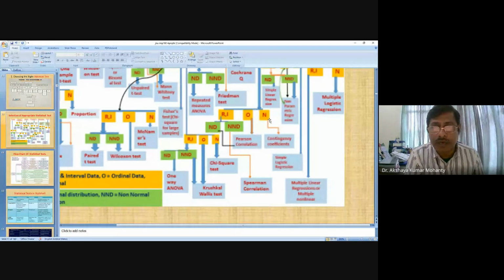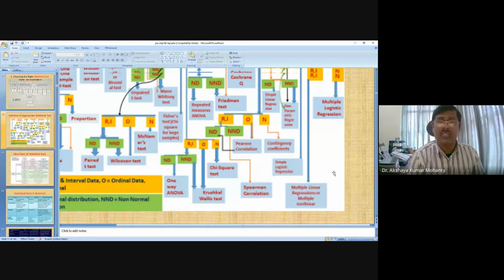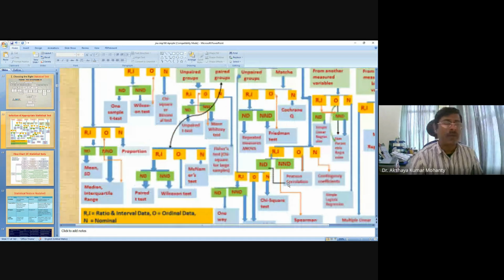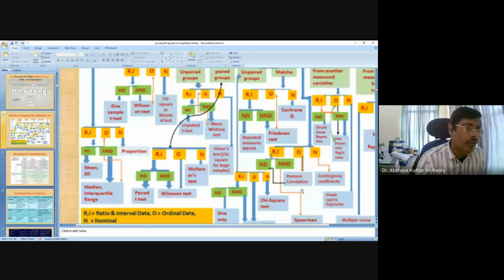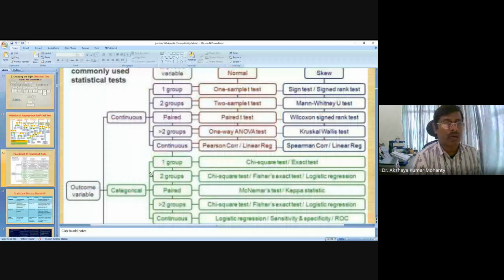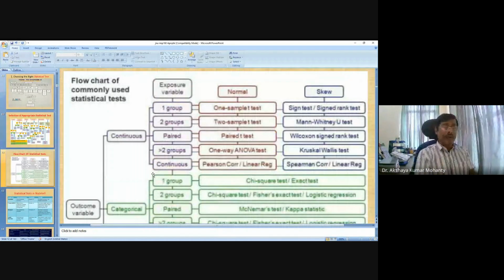Isn't it? This is also nominal. This is also nominal. This is also nominal. But here it is simple logistic and here it is multiple logistic. Why? Because there is more than one independent variable, and here it is only one independent variable. So this is how we get to know how the parametric test and non-parametric test will be achieved with the consideration of the R block, O block or N block, or with respect to the nature of the variables. So now the next thing, another way of doing it.